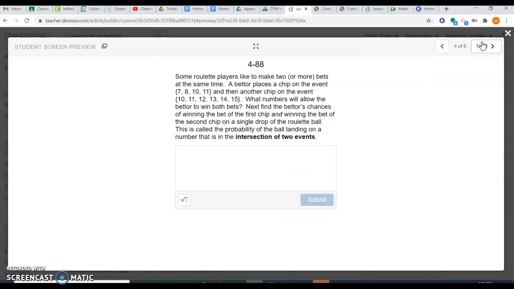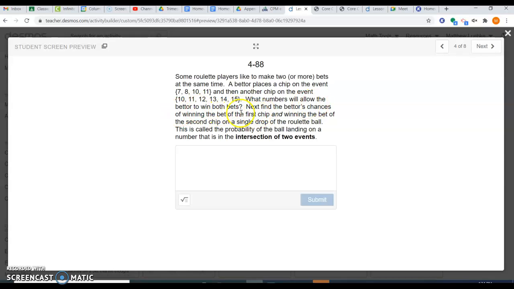As you keep moving here, they're talking about this first vocab word, a very important vocab word for us, the intersection of two events. The intersection, and I like to call it the overlapping of two events. And so the question really is, what numbers will allow the bettor to win both bets?